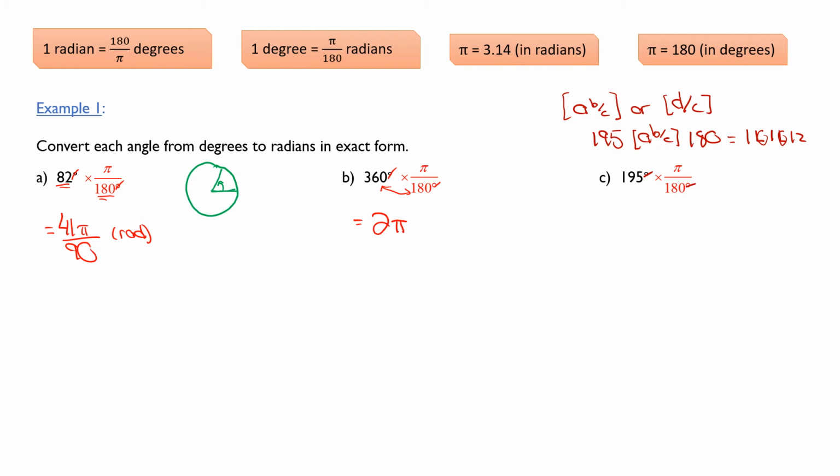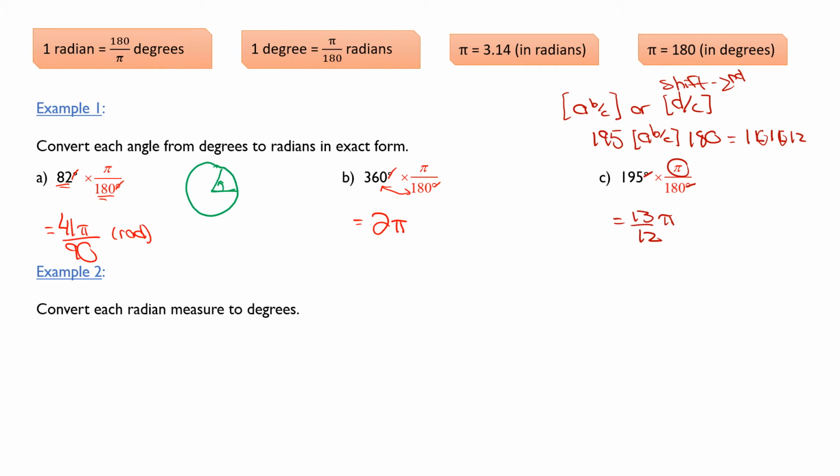We want it as an improper fraction, so you might have to hit your shift key or your second function to get it to switch to improper. And that should be 13 over 12. And don't forget about pi, because now we're in radians. We can put that in the numerator or in the middle, but we don't put it in the denominator.